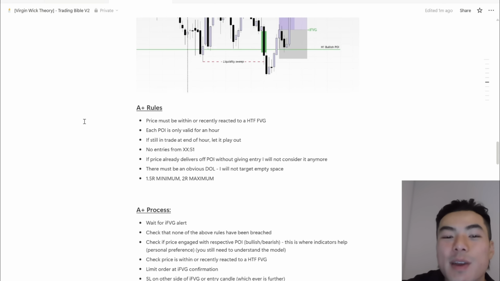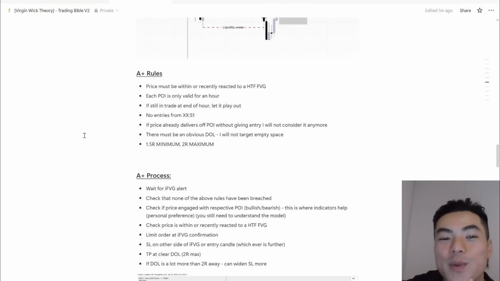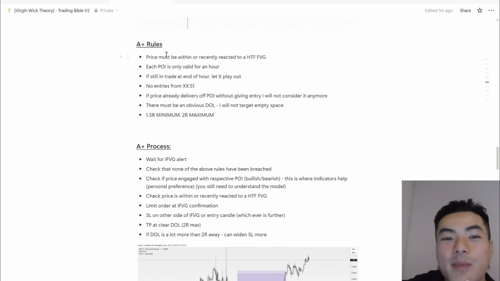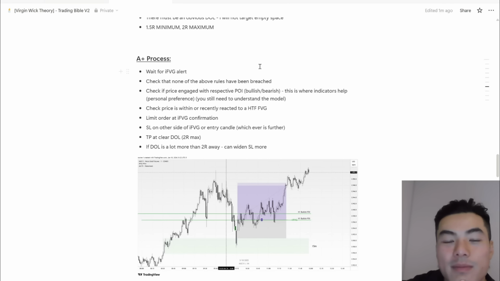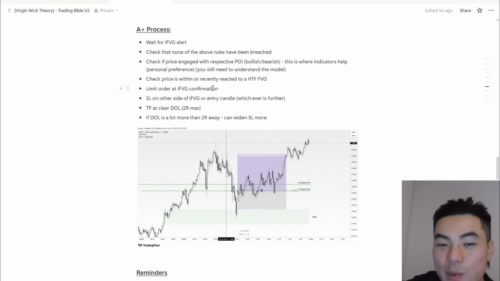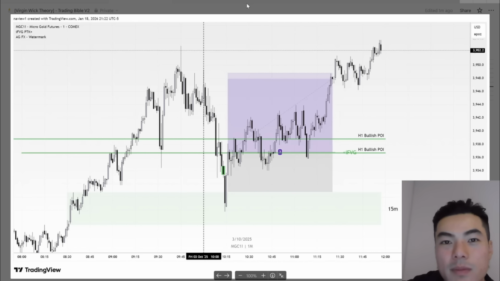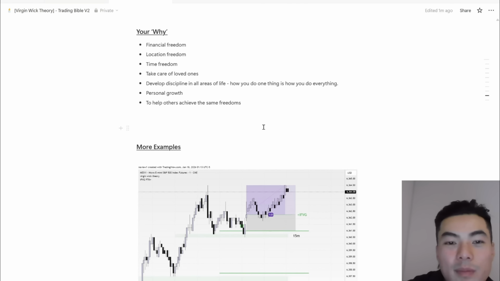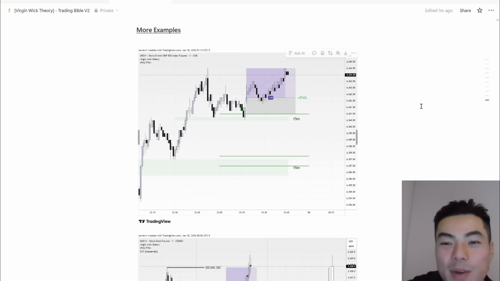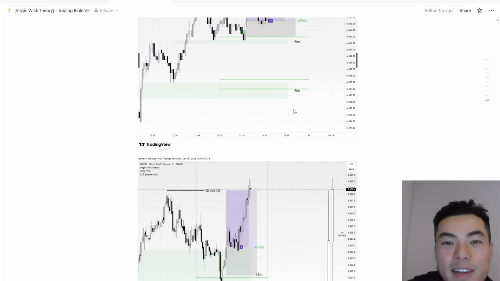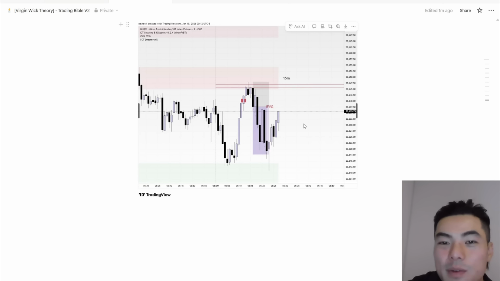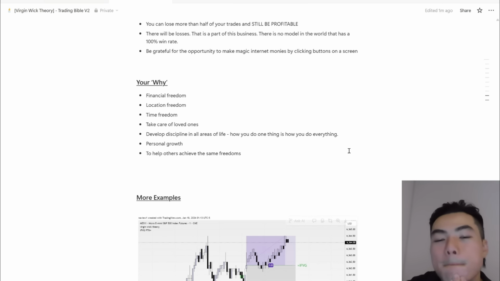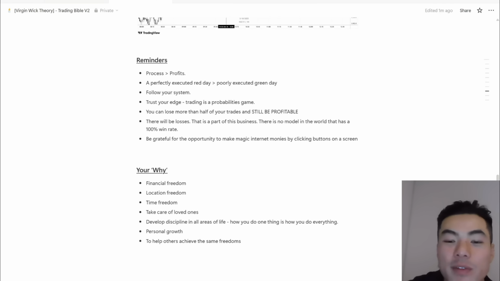Yeah, rules are the same, except we just need to be within or recently reacted to a higher time frame fair value gap. Process is exactly the same, except we are waiting to see if price reacted to a fair value gap, as you can see here. But yeah, that's pretty much it. Again, I'll leave this below. And yeah, there's a bunch more examples here. You can have a look through these in your own time. And that's where we're at. Hope we have a good week of trading.